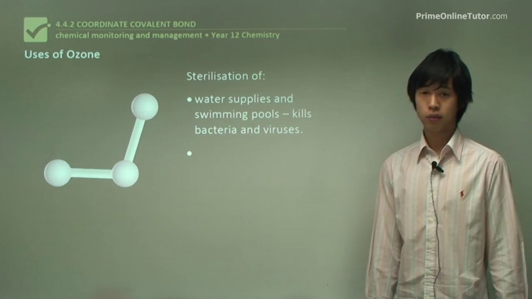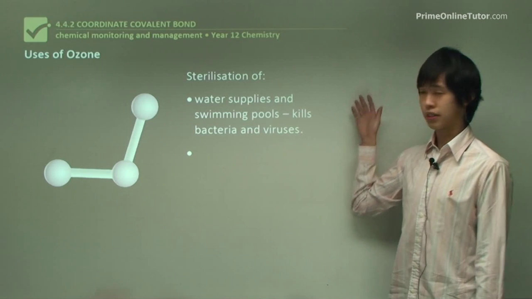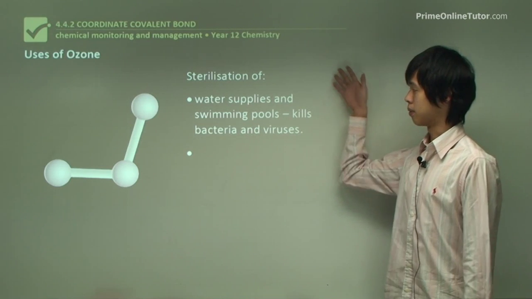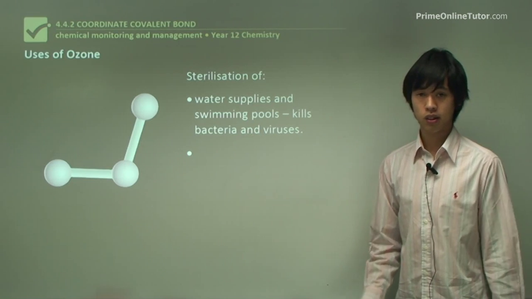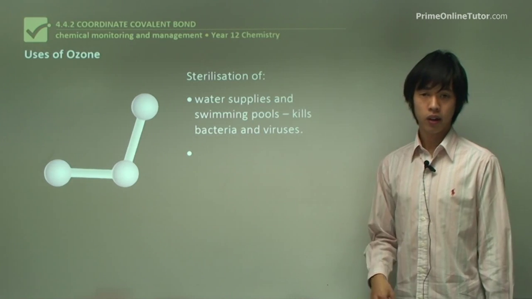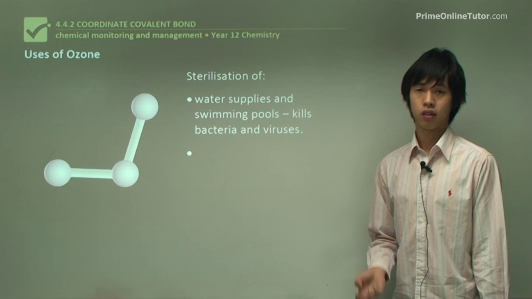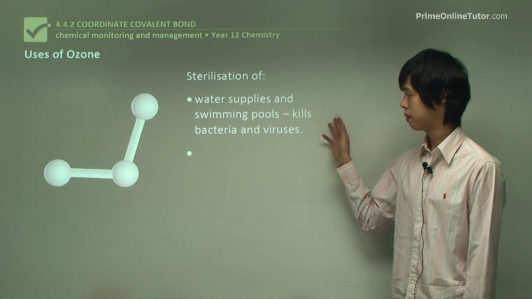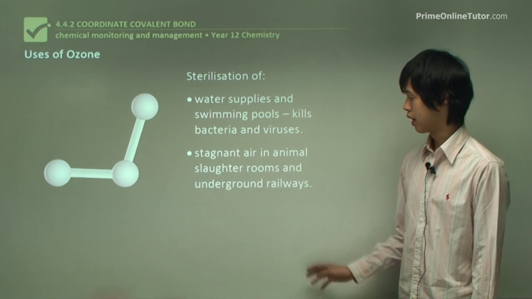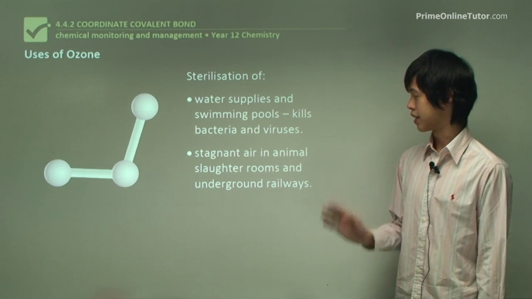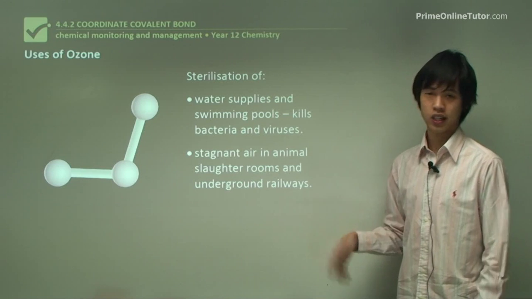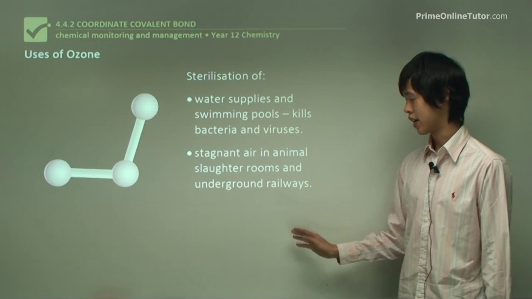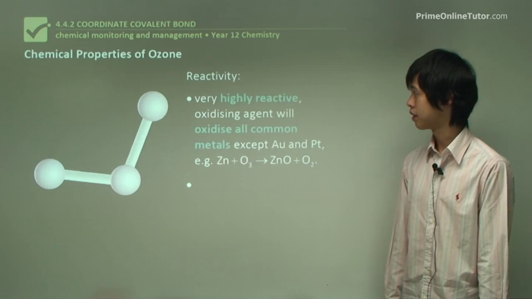So what do we use it for? Because it's poisonous, like I mentioned, we use it for sterilization purposes. So water supplies and swimming pools can be sterilized with ozone. Likewise, in our bodies, we use it to remove pathogens or germs, viruses from our body. It's also used to sterilize stagnant air in, say, abattoirs or slaughterhouses and in underground railways.